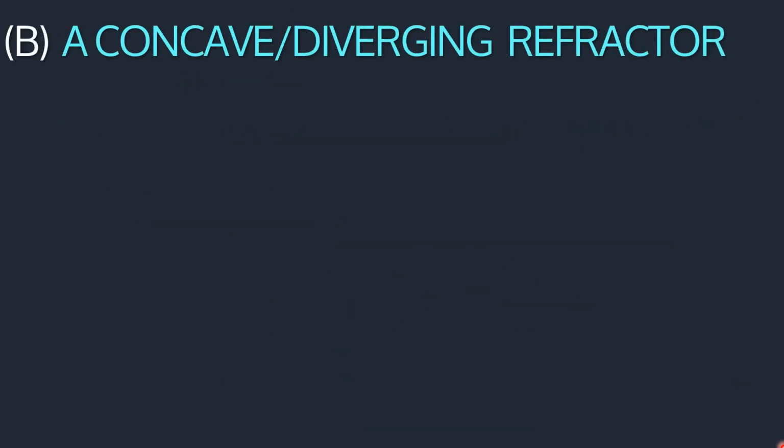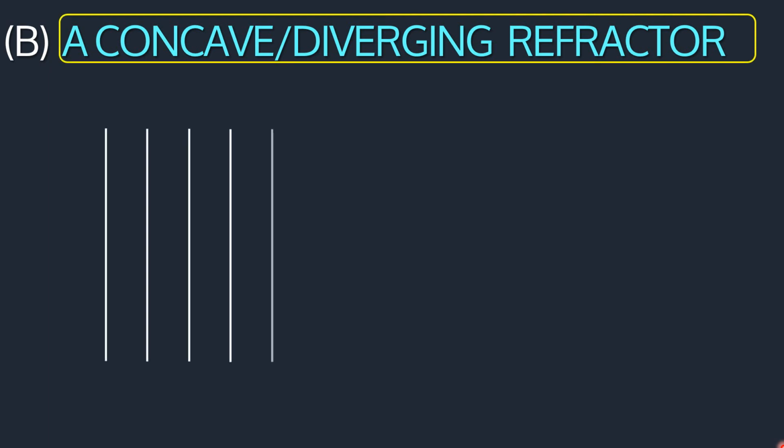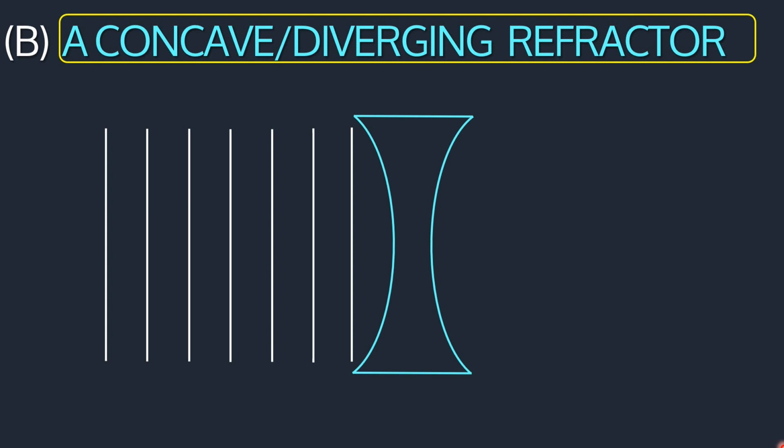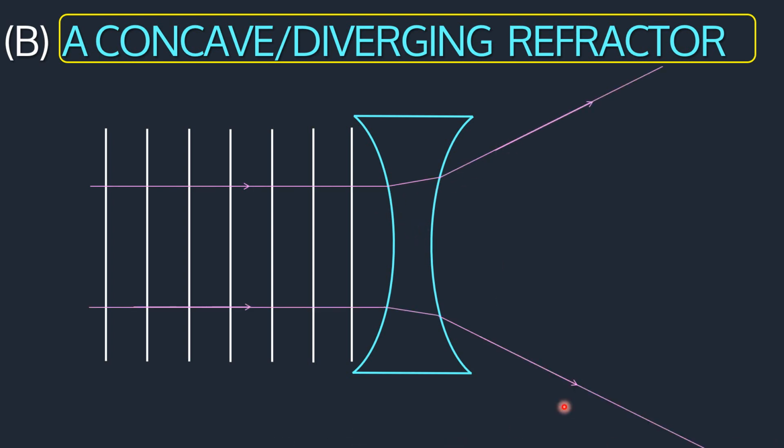Part B, what about a concave or diverging refractor or diverging lens? Still, let's look at the same scenario where we have incident wavefronts which are straight, and then they meet a concave lens or a diverging refractor. The principle is the same. Take two rays. One ray comes and then it's refracted that way. Then another one also, same story, it's refracted that way.